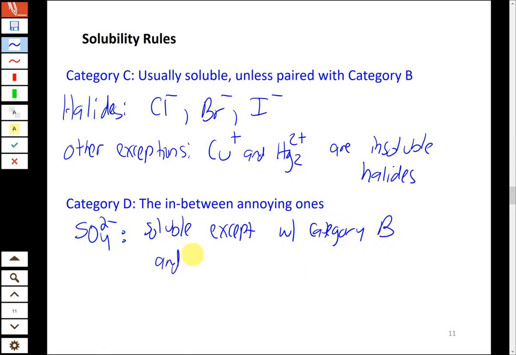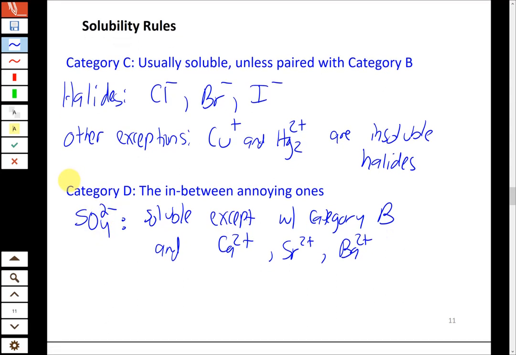And there's other exceptions as well that we need to be aware of. So the heavier alkaline earth cations, calcium, strontium, and barium. So these are the heavier group 2 cations. Those with sulfate are insoluble. And also sulfate with lead and silver are insoluble. So there's, again, usually a soluble compound with sulfate, but more exceptions than the other ones that we have to be aware of. And then the other one that's in the same category, it actually has the same exceptions, but it's sort of in the opposite direction.